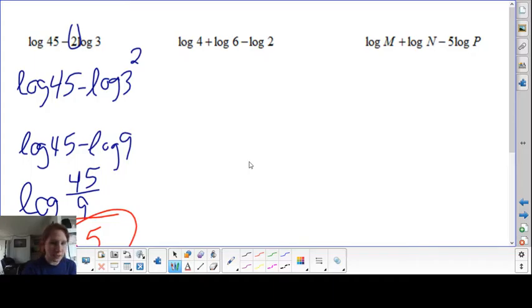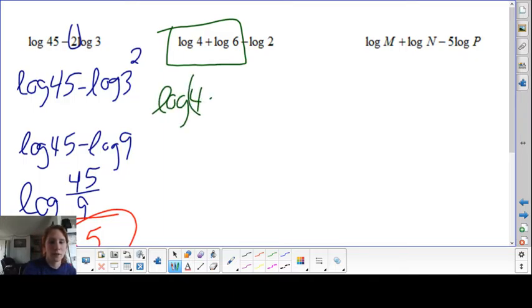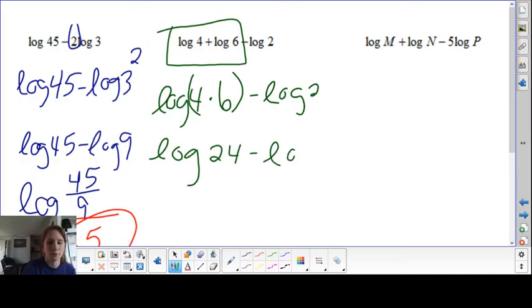Okay, let's go ahead and take a look at this next one. Now, I have addition and subtraction going on at the same time. So what I do is I read this mathematical statement like I read a sentence. Because I come across the addition first, I have to do that operation first. So we're going to go ahead and focus on that first part. So addition was what? Multiplication or division? Good, it's multiplication. So I'm going to have log of 4 times 6 minus log of 2. Well, what is 4 times 6? Good, it gives me 24.